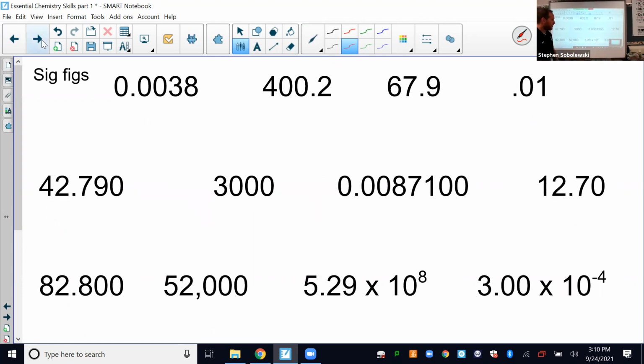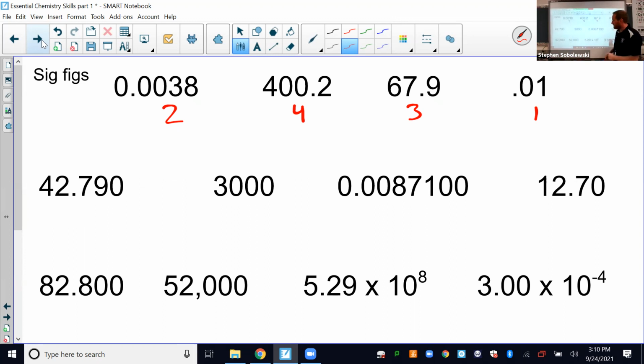A new set. Go ahead, pause the video, try these out. Okay. Up here, I have leading zeros, which do not count. 2 sig figs. 400.2. I see sandwich zeros. Of course, they're going to count. 4 sig figs. 67.9. Easy. 3 sig figs. 0.01, that's a leading zero, does not count. I only have one sig fig right there.